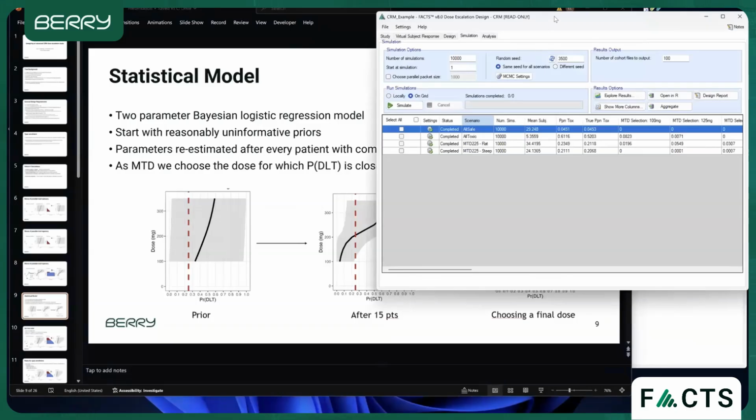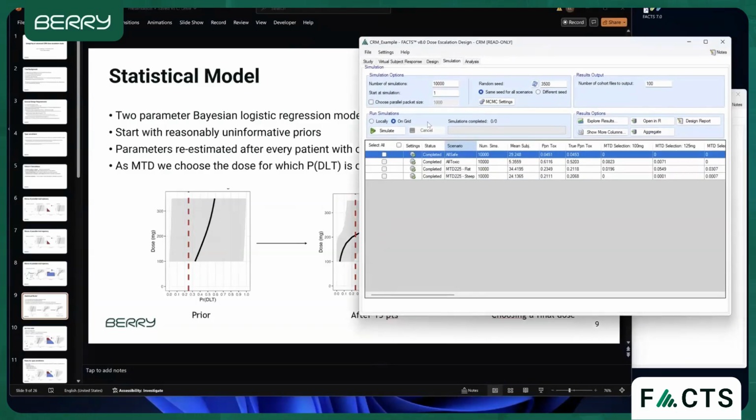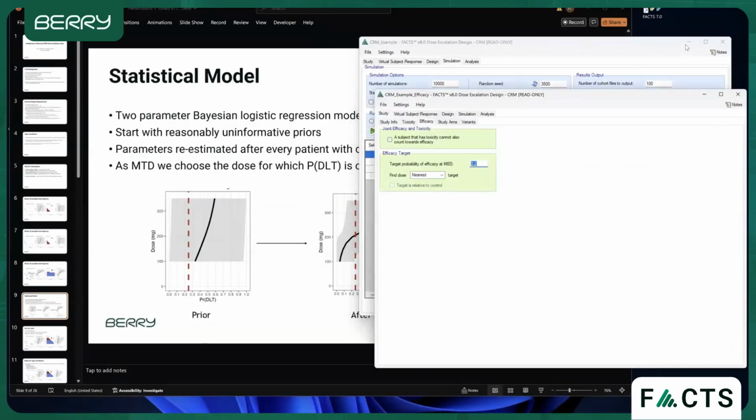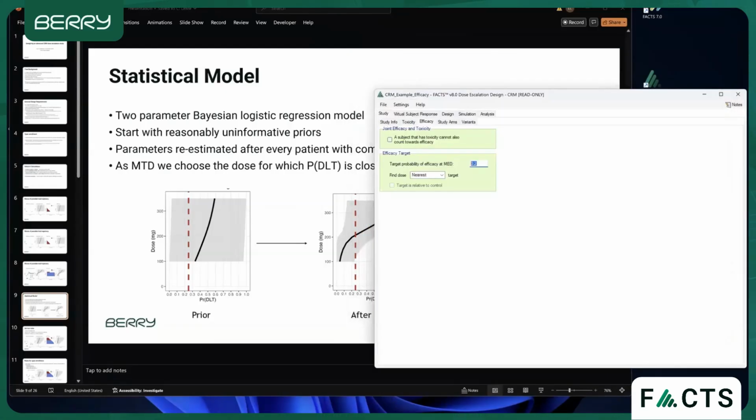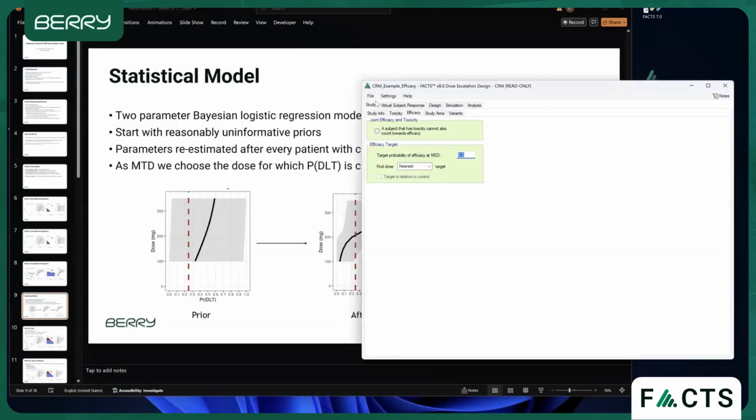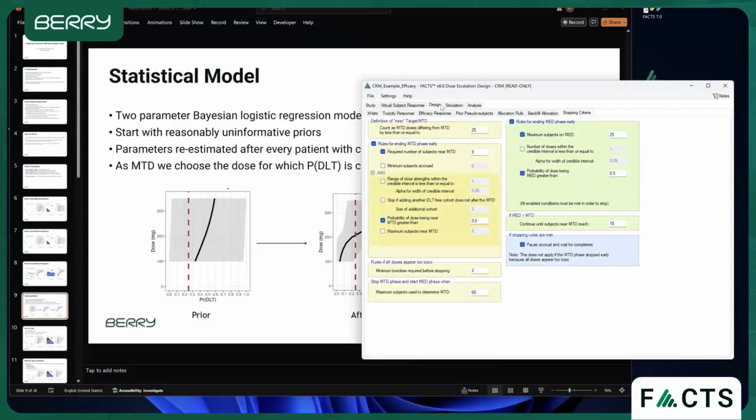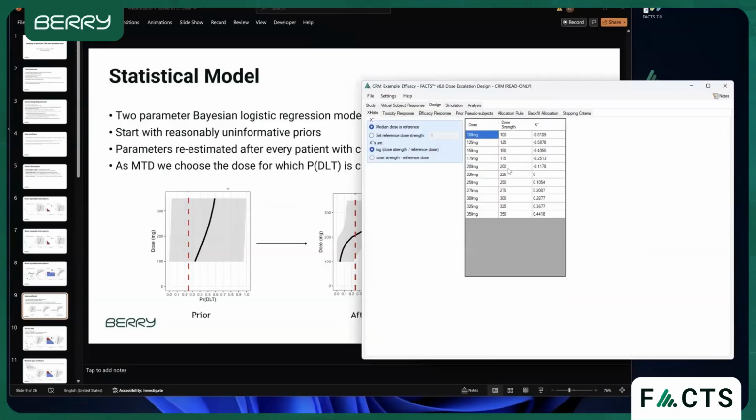So let's go into FACTS. Wait, this is the wrong one. This is the right one. Sorry, it's a bit confusing. Here in FACTS, in the design tab, you have some way of specifying the x hat. So just to mention here, we chose the median dose as the reference, and the x hats are the log of dose divided by reference dose. So this results in these x hats.